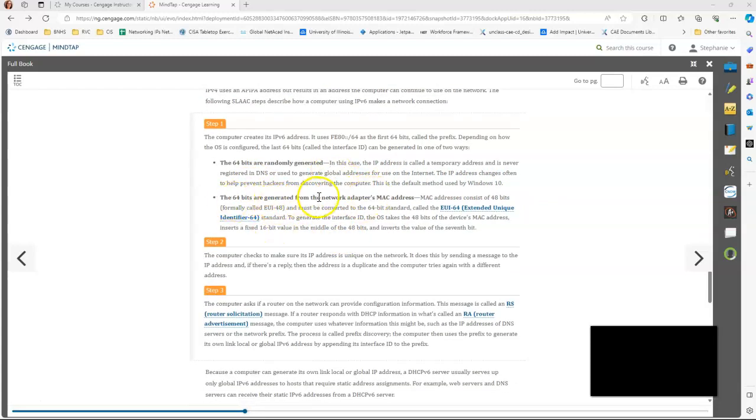Or the 64 bits are generated from the network adapter's MAC address. Our MAC has 48 bits, and it's converted to a 64-bit standard, the extended unique identifier 64 standard. So to generate the interface ID, the OS takes the 48 bits of the MAC address, inserts a fixed 16-bit value in the middle, and then inverts the value of the 7th bit. So that's how it generates the network adapter address from the MAC address. So then what'll happen? Step 1, creating an address. One is randomly generated, the other is using the MAC address.